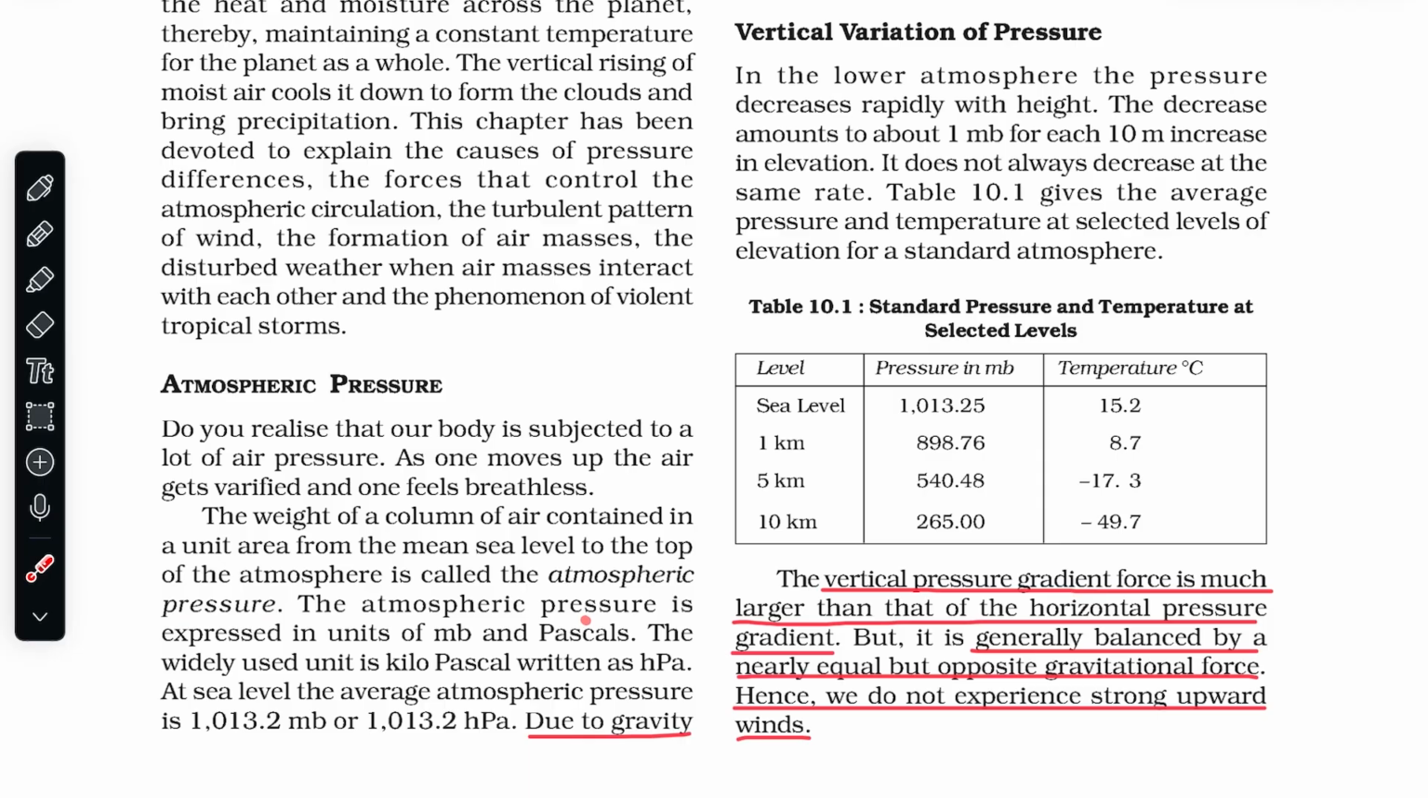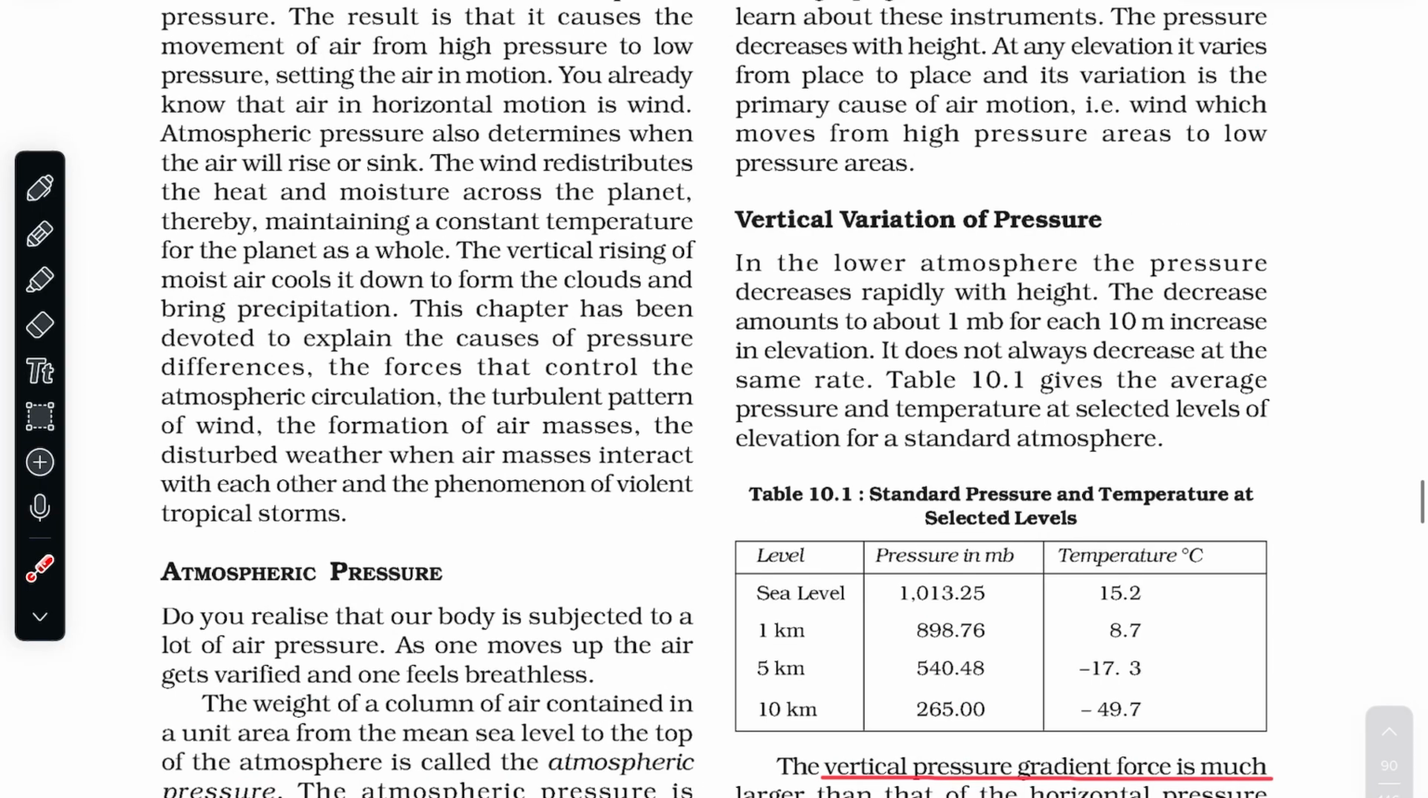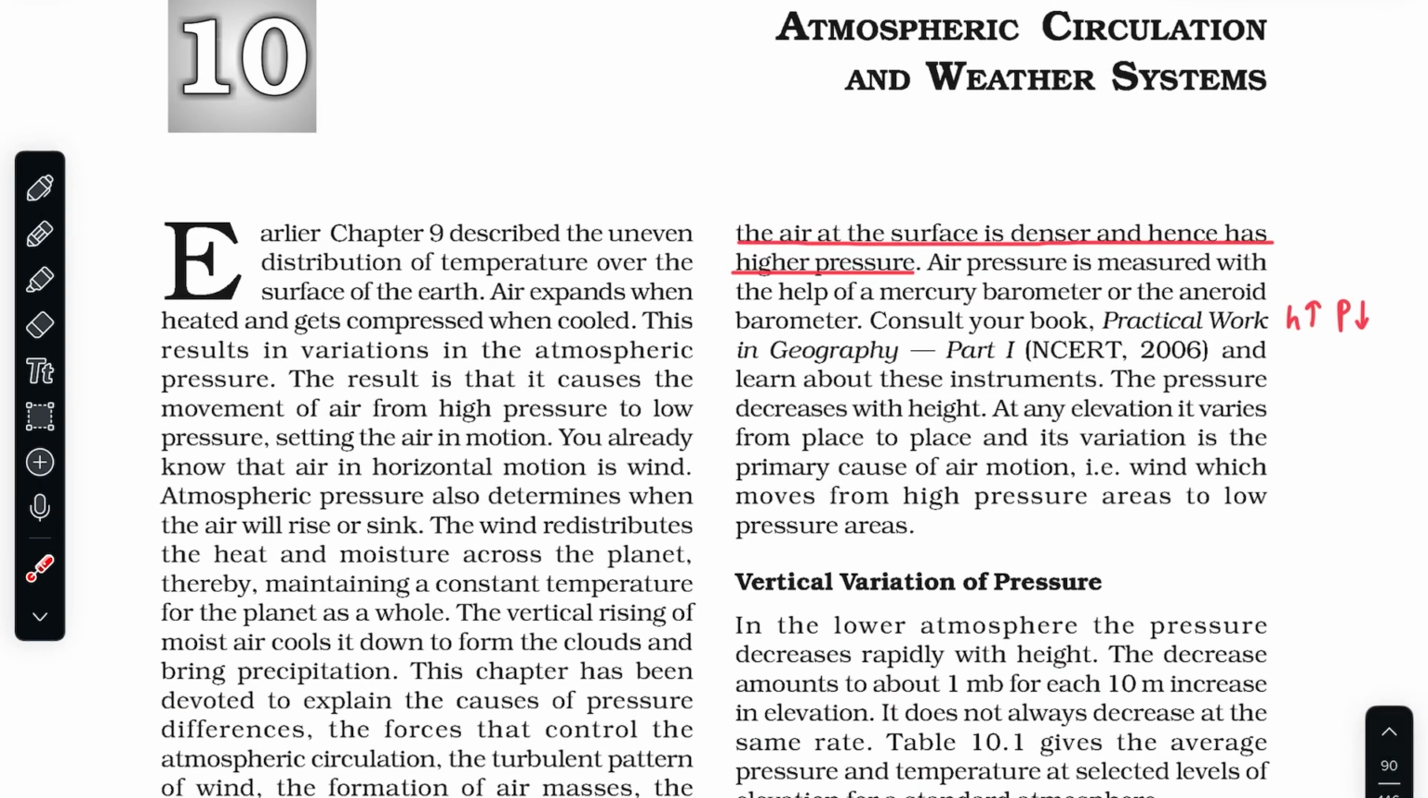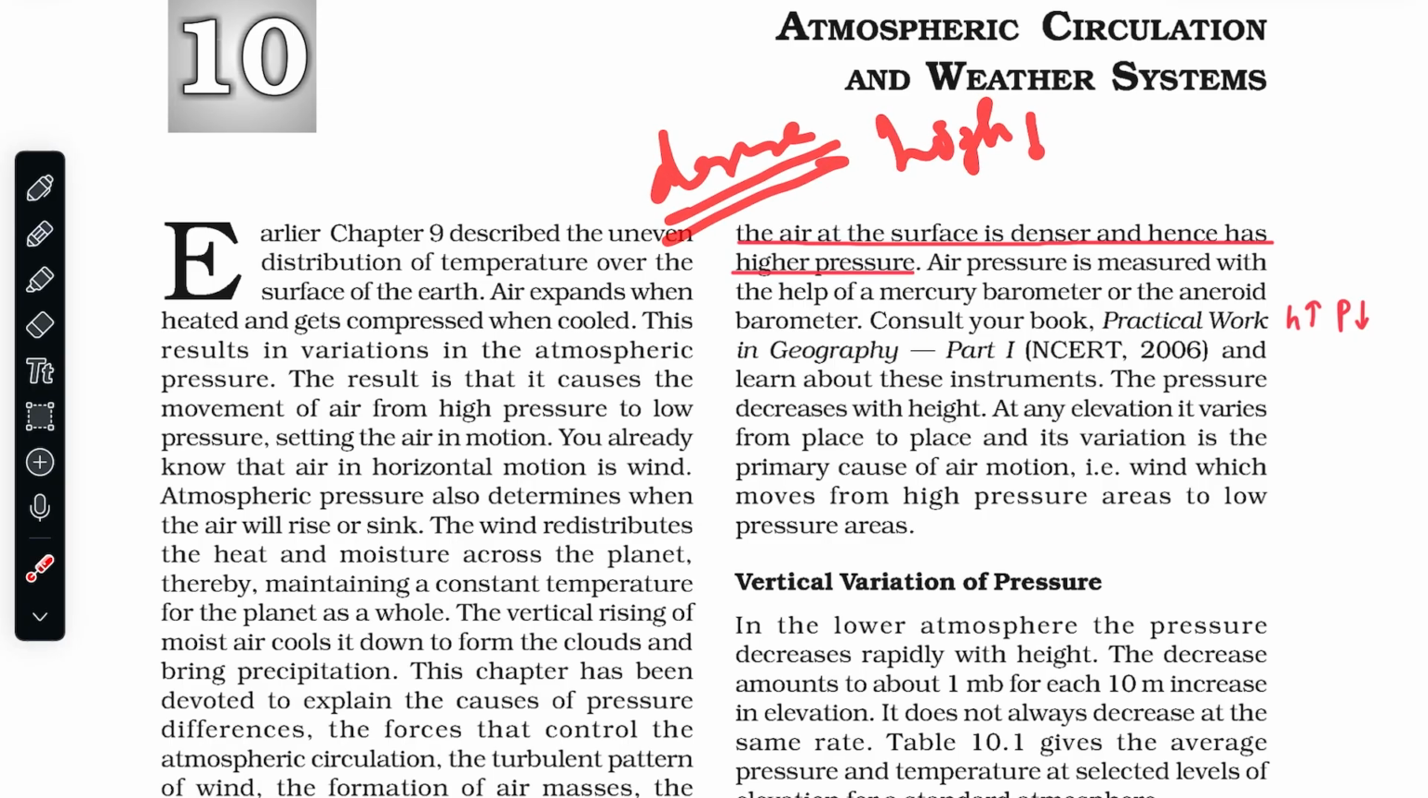The atmospheric pressure is expressed in units of MB and pascals. The widely used unit is kilopascals, written as HPA. At sea level, the average atmospheric pressure is 1013.2 HPA. Due to gravity, the air at the surface is denser and hence has high pressure. So at the surface, the air is more dense, therefore high pressure, because density basically equals mass per unit volume, because it is exerting more mass. Therefore, since the exertion of more mass, there would be more pressure.